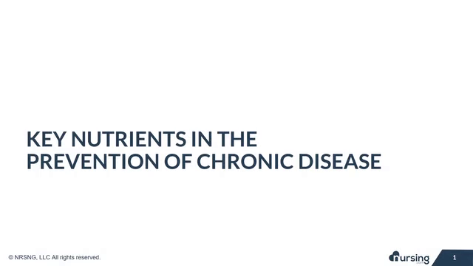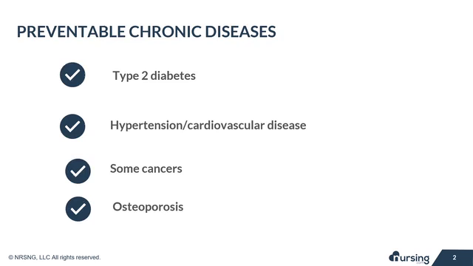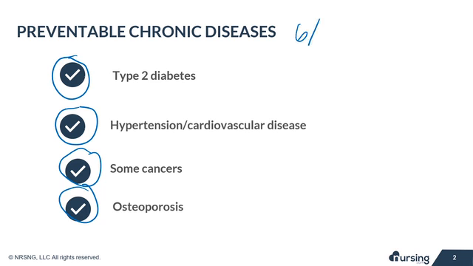This lesson is going to cover key nutrients and the prevention of chronic disease. First off, what are the chronic diseases that we're talking about? Type 2 diabetes, hypertension and cardiovascular disease, some cancers, and also osteoporosis. The Center for Disease Control estimates that around 6 in 10 Americans live with at least one chronic disease, many of which are related to poor quality eating patterns and physical activity.